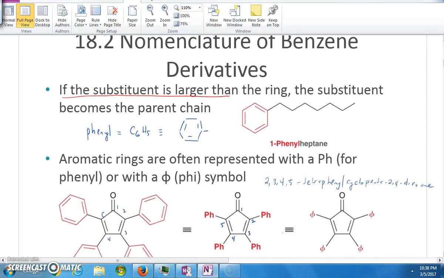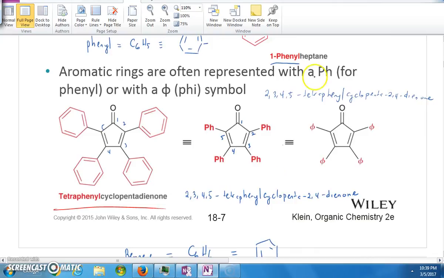Now, generally, when naming aromatic compounds, if the substituent is larger than the ring, the substituent becomes the parent, and this is something you already know. For instance, if you look at this example here, you can see that the benzene has fewer carbons than the heptane, which has a total of 7 carbons. So in this case, the benzene becomes a substituent, and that substituent is known as the phenyl group. So this is 1-phenylheptane.